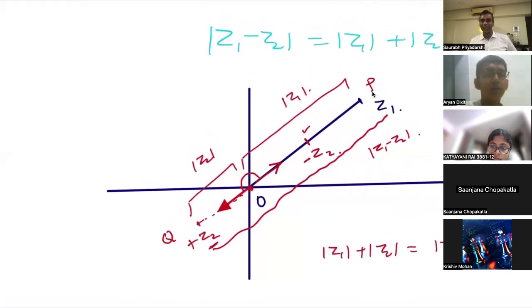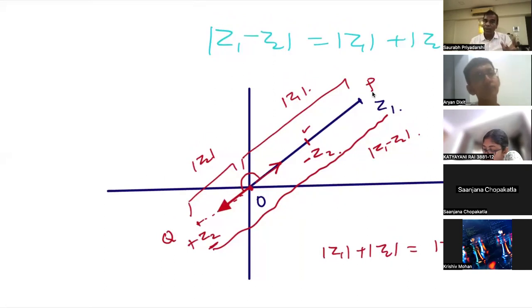What is the angle between Z1 and Z2? So 180, right? In this case, the theta angle is 180 degrees, not 0 degrees. The important part is the rays: the rays are emitting from the origin, going to Z1 and Z2.